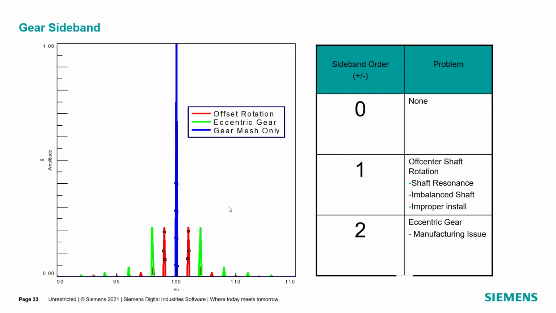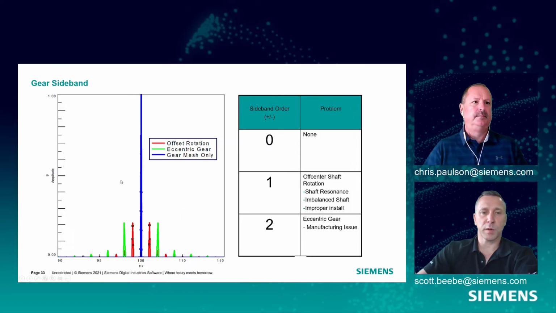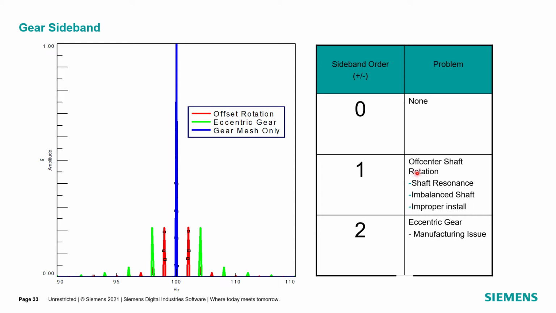So where we expect the gear mesh frequency to be, which we're representing here by this blue line, if I add in another pointer, this blue line here is the perfect gear mesh frequency, and then we'll get these side bands. Based on where those side bands are, plus or minus first order, then we have an off-center shaft rotation. Plus or minus second order, then we have eccentric gears or oblong gears that could correspond to a manufacturing issue. That's where these side bands start to appear.